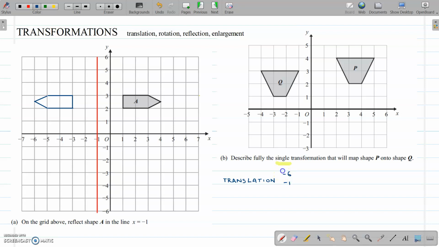And we call this a column vector, in a pair of long brackets like that. And it just basically means we move the shape 6 units to the left and 1 unit down. Had this been a movement to the right, it would have been 6. And had it been a movement up, it would have been 1. But the negative sign means left and that negative sign means down. Okay, so the next question is on the next page.